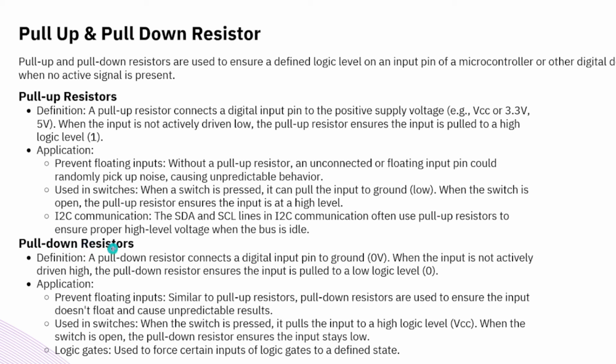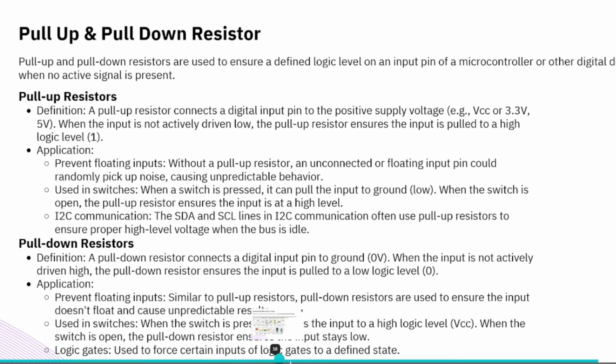And similarly, pull down resistors, basically you ensure that pin is being pulled to ground. Again, it prevents a similar thing the way the pull up resistor does, and they are also used in switches as well. And for logic gates, they are used to set certain input logic gates to a defined state. So let's see some examples.